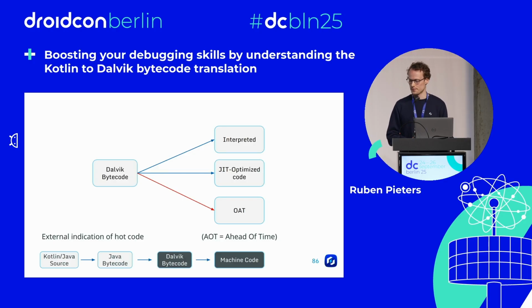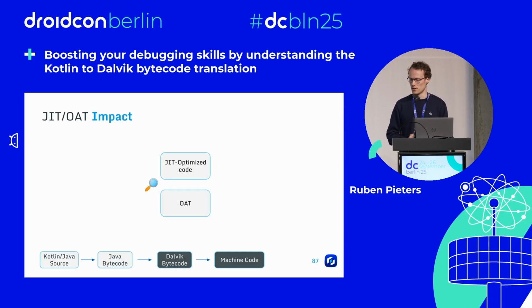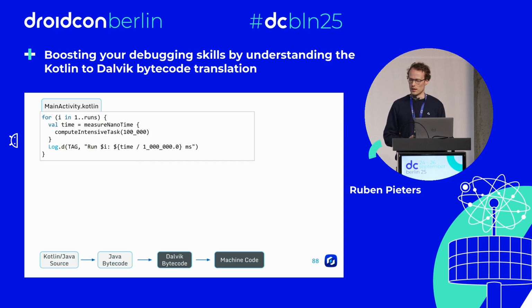quite fast. So let's dive into a little bit more detail of how you can observe this. Here I set up a simple, straightforward example of running a compute-intensive task in a loop and then logging how much time it took. This is really the simplest way to observe this, I think.